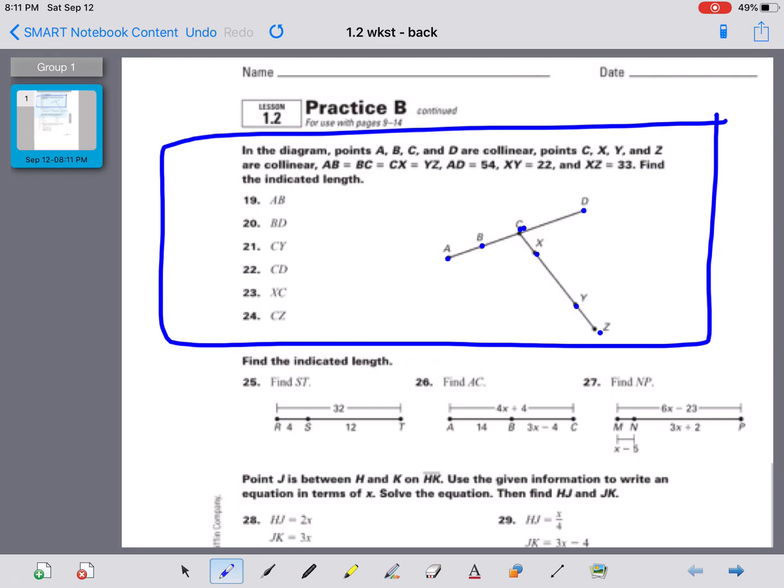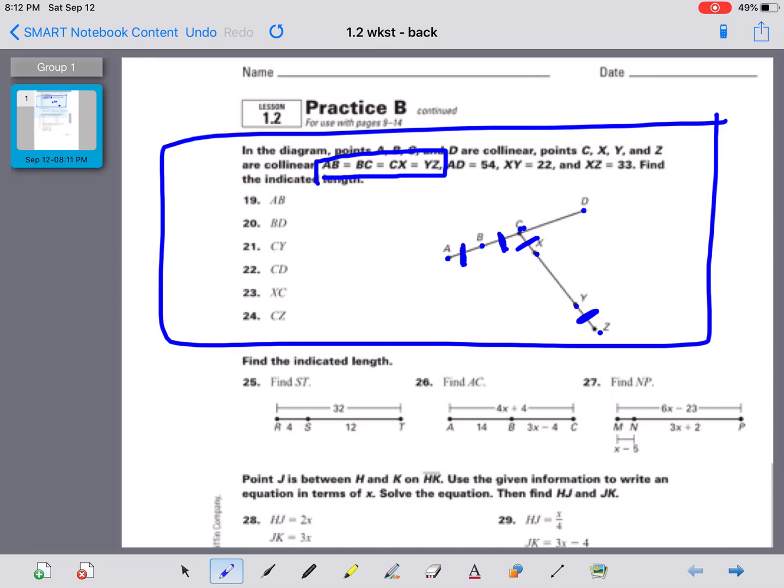Here's where we're going from here. AB equals BC equals CX equals YZ. Notice they're missing the bars, and they all say they're equal. That means the length of AB is equal to the length of BC, which is equal to the length of CX, which is equal to the length of YZ. So AB and BC and CX and YZ all are the exact same length. Okay, so far that gives us some hint.